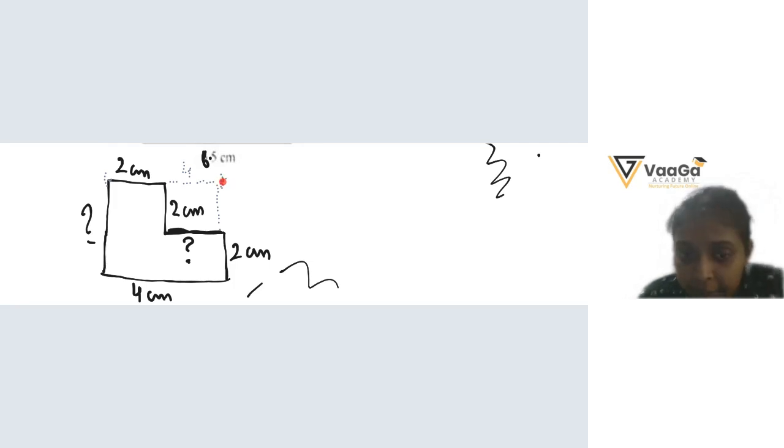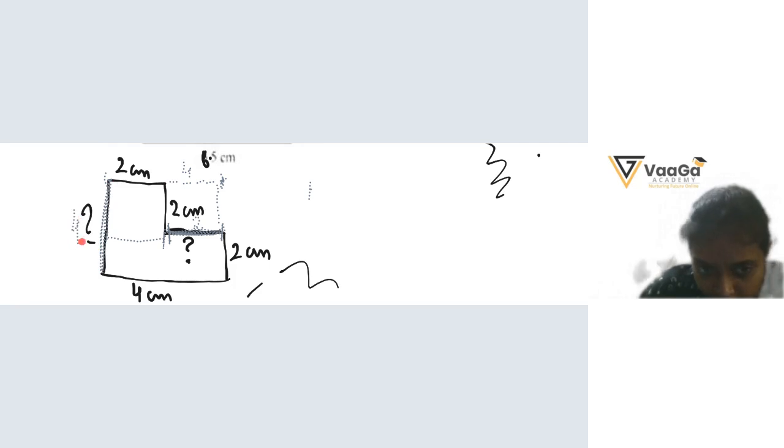Yes, Advik, right? Yes or no? Now I know that out of that 4, this part is 2. So what will be the rest of the part? If this whole is 4, and this part is 2, what is the rest of the part? I think it'll be 2. Yes, it will be 2. Very good. And what about this? Now I have to figure out this whole side. 4 centimeters. Very good.